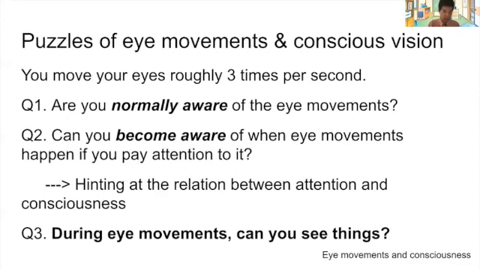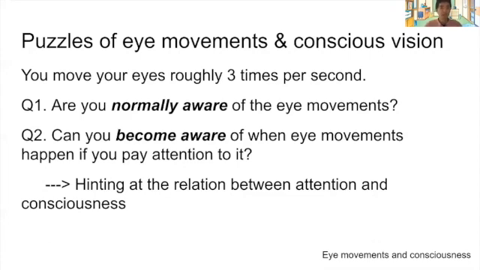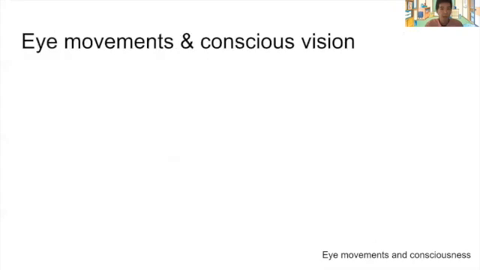This is also, again, a very, very fundamental question. If there are 3 eye movements per second, and if we are not aware of it, what are we actually experiencing during this eye movement? This is really weird. And you normally do not think about this. But once you start to think about this, some of you may not be able to sleep at night. This is a very weird kind of situation. So again, eye movements and conscious vision.